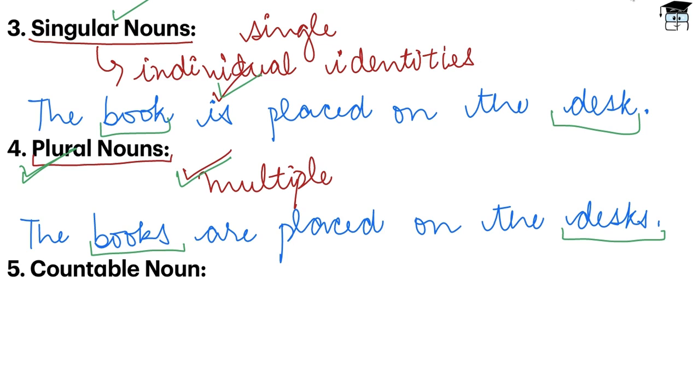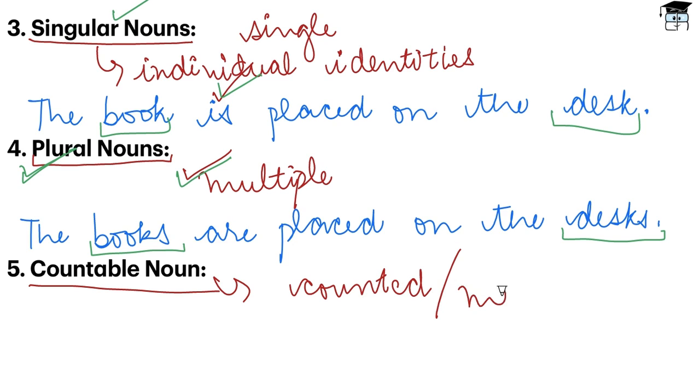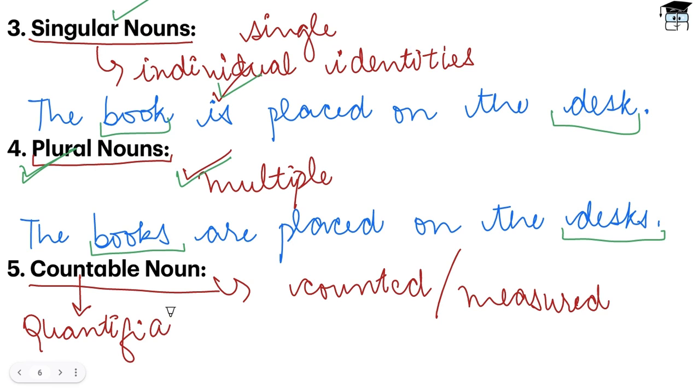Right. Moving on to the next category, countable nouns. Now, what are countable nouns? The nouns that can be counted or measured. Nouns that can be counted or measured are known as countable nouns. This means that these nouns are quantifiable. Right? These nouns are quantifiable.